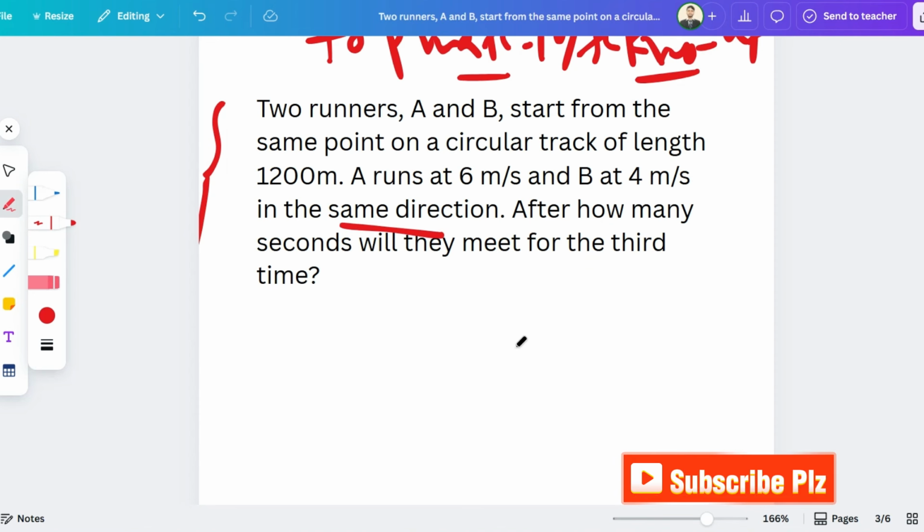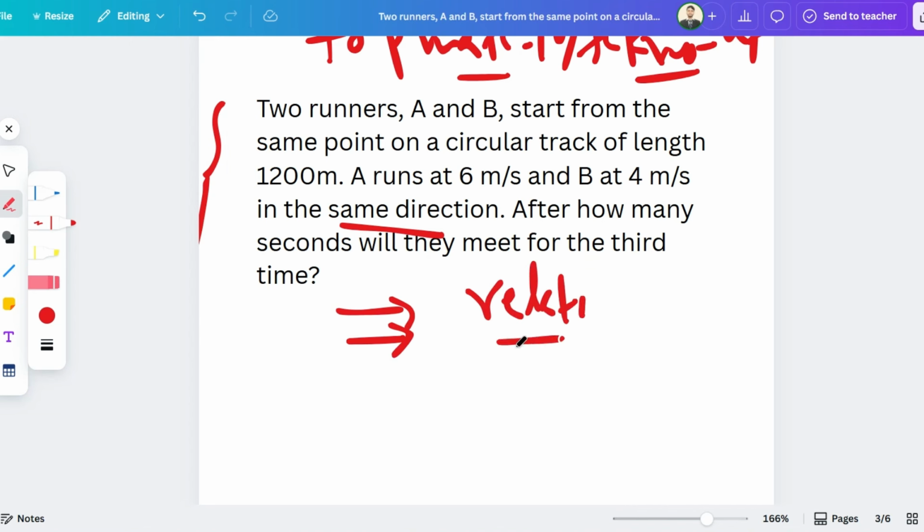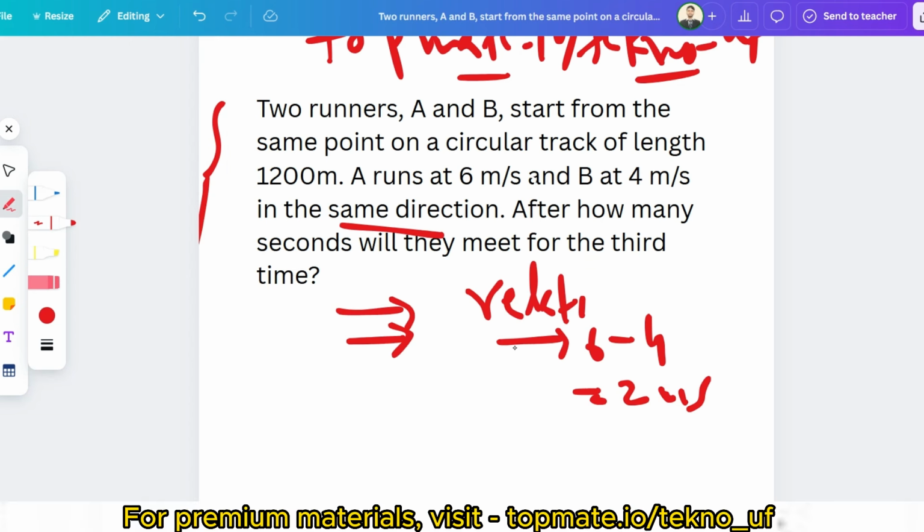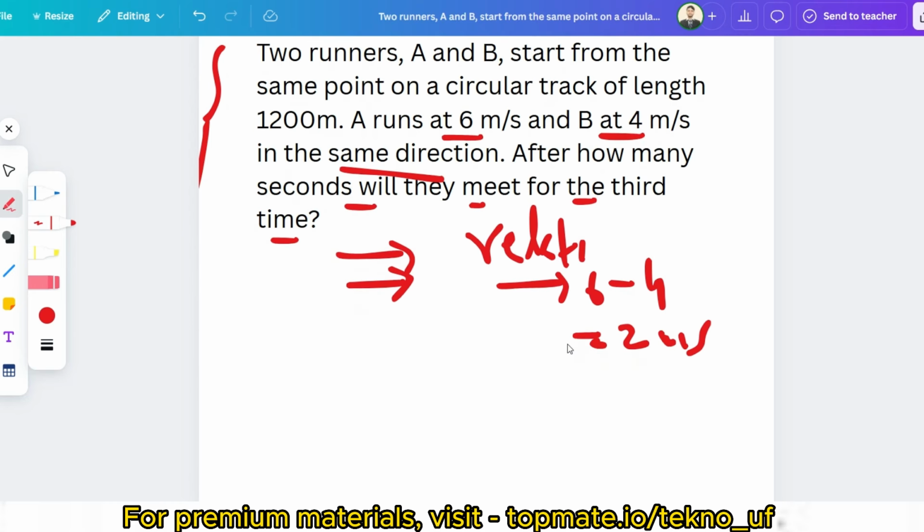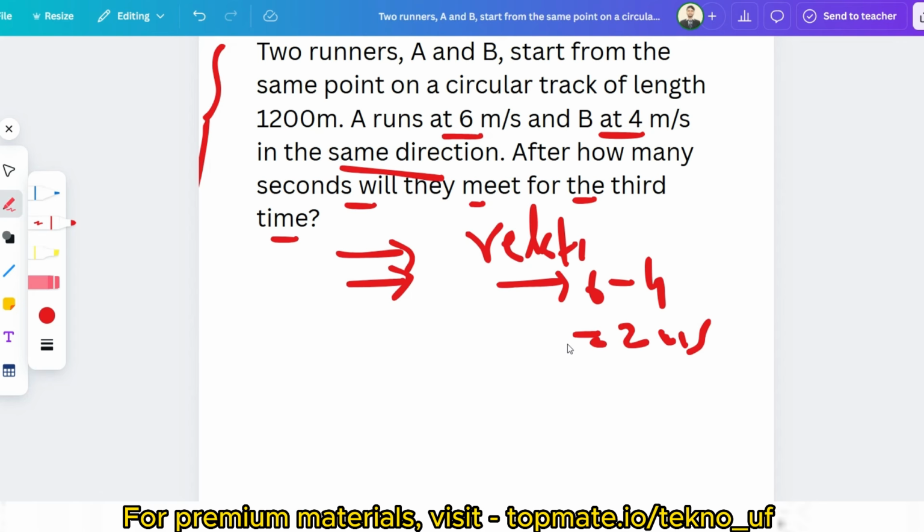So if they are running in the same direction, in that case the relative speed will be 6 minus 4, that is 2 meter per second. Now the question: A runs at 6 meter per second, B runs at 4 meter per second. After how many seconds will they meet for the third time? Let me check first when they will meet for the first time.